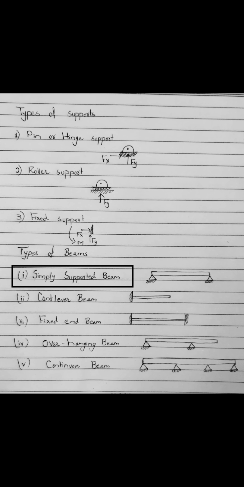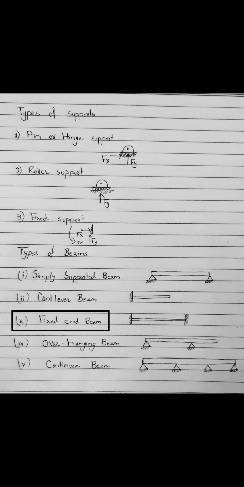As you can see in this picture, the first support is the pin support and the second one is the roller support. So the beam consists of roller and pin support, and then it is called simply supported beam. And the second beam is cantilever beam. In this beam, the first support is fixed support, and on the other end there is no support, so it is also called the free end.